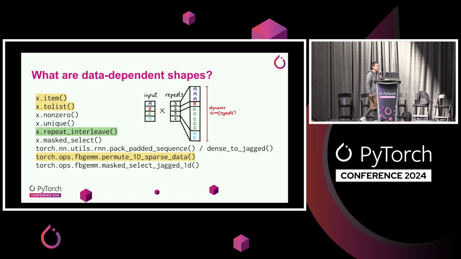Another example of when you have data-dependent shapes is when you have some sort of number that represents a size in question. So you might just take that size out using item or toList and create a tensor of that size. But you might also, for example, have an operator like repeat interleave, which takes an input tensor and then duplicates it however many times the repeats are in question. So these are all cases that can cause data-dependent shapes.